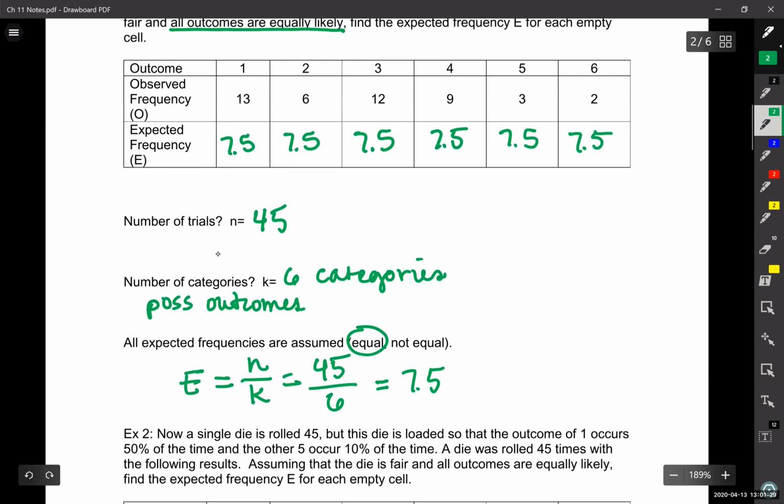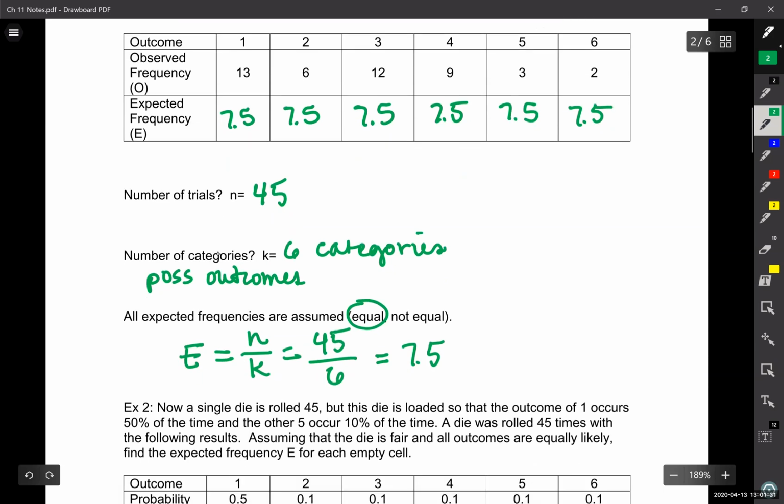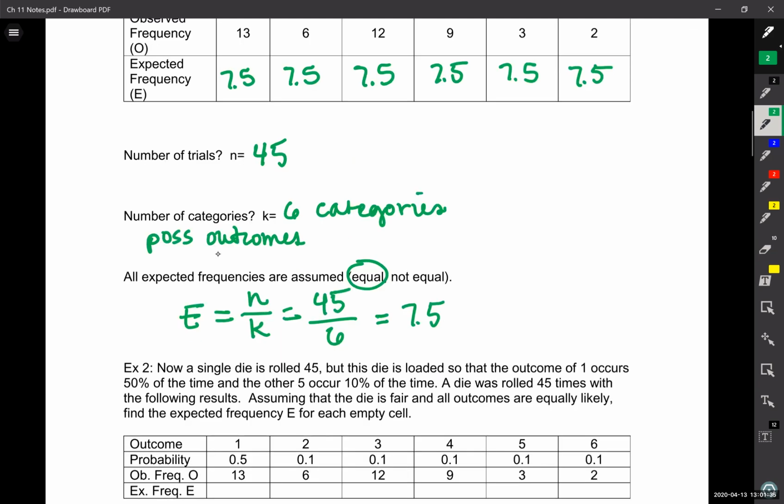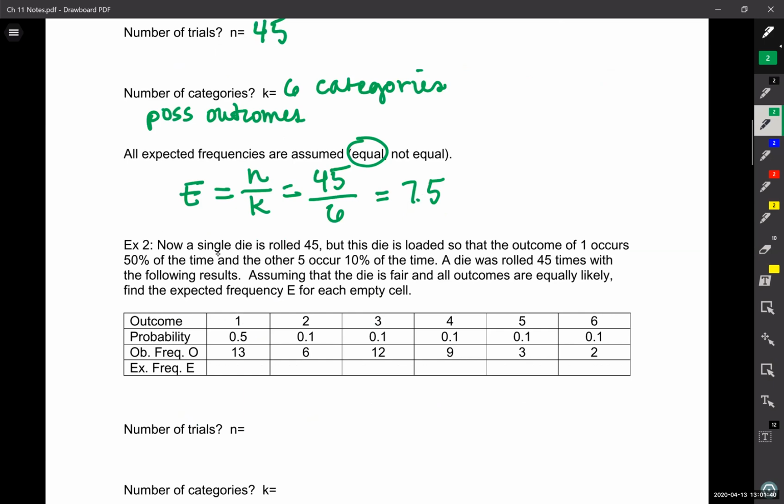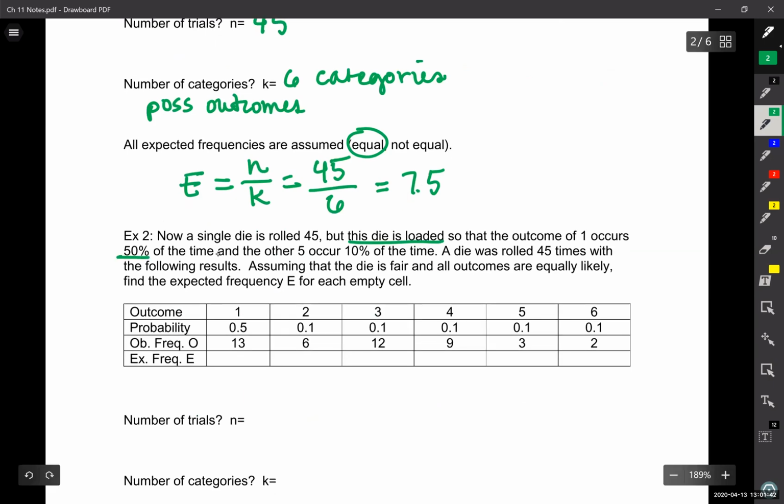Okay, similar problem, 45 times, but this time the die is loaded. That means they're not going to be equally likely. In fact, it says the outcome of 1 occurs half of the time, and the other 5 occur 10% of the time. So that's written out right here. The outcome of 1, 50%. The others, right there, they all have their 10%.